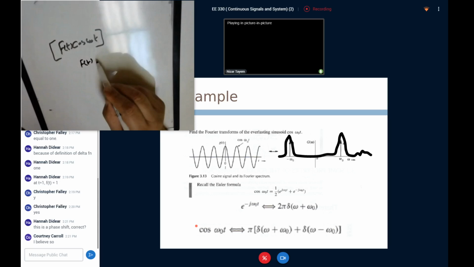So we have f of t, and we multiply f of t with cosine omega 0 t. Then the output will be f of t multiplied by cosine omega 0 t. Okay? So what will be the Fourier transform of f of t cosine omega 0 t? Anybody?